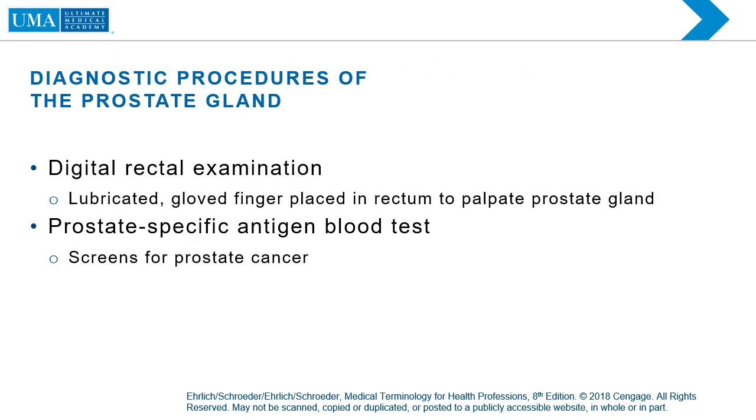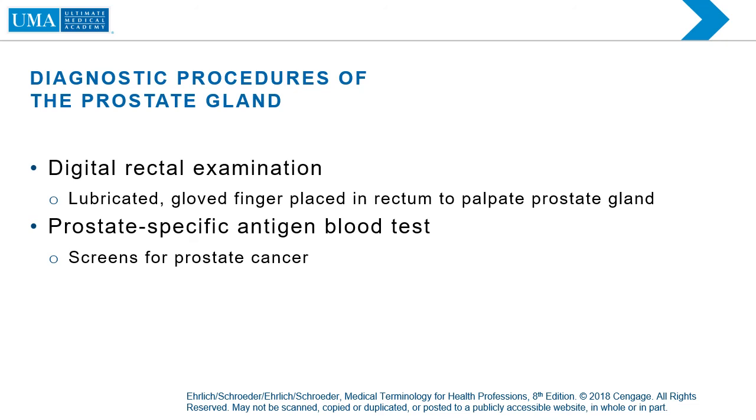When diagnosing prostate or prostate cancer, a digital rectal examination may be performed on men. Now, this would be using a lubricated, gloved finger that's placed into the rectum to palpate or feel the prostate gland. Now, the purpose of this palpation is to detect if their prostate is enlarged and also to look for any signs of prostate cancer or tumors of the rectum. When you hear the term palpate, this just means the use of touch to examine a body part.